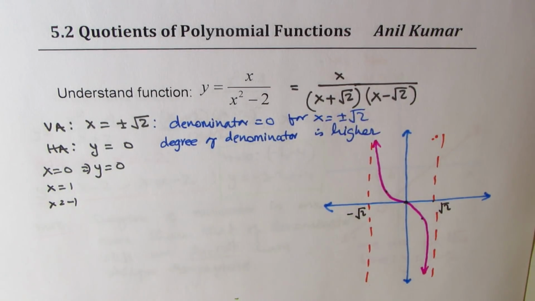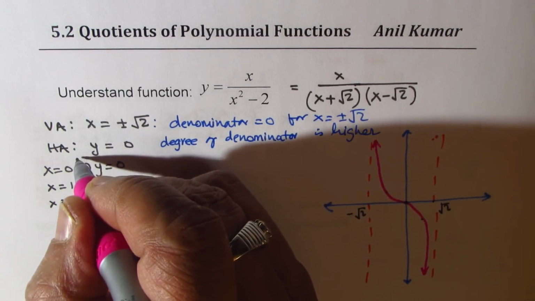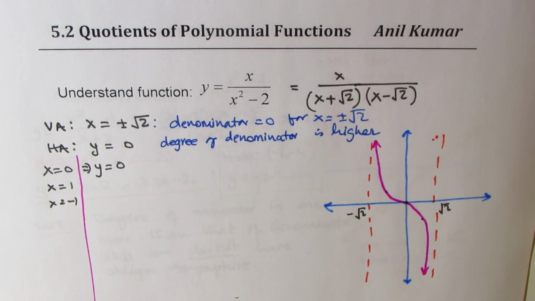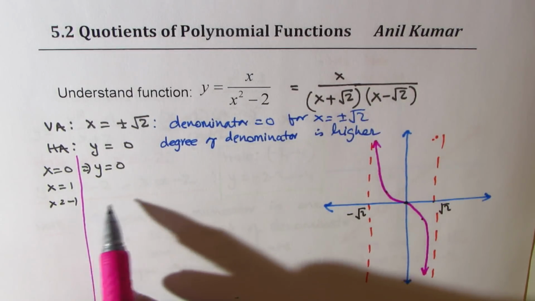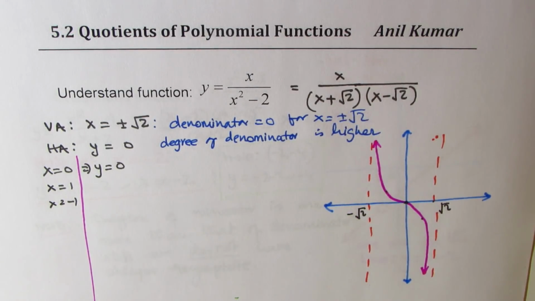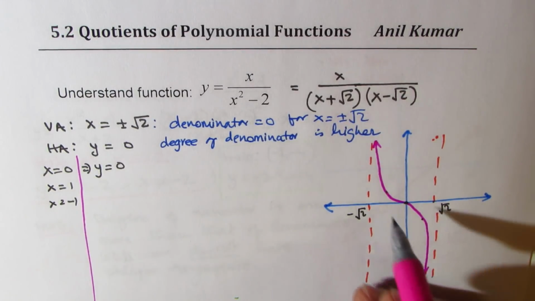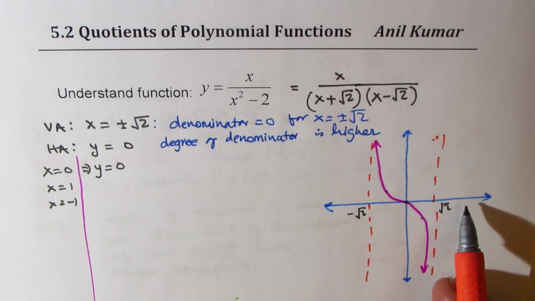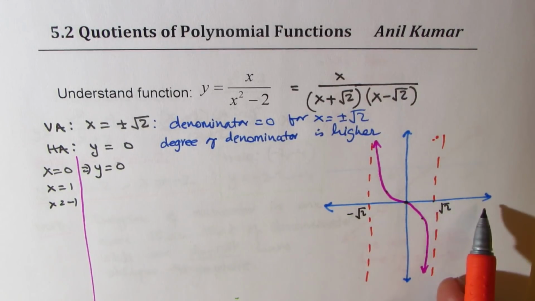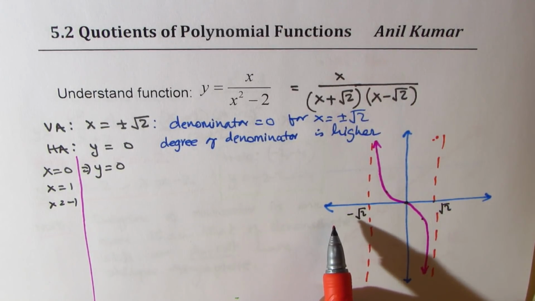So sketching here really means that you make a column, is it okay? And take some x values and calculate y values. Correct? So you get the center portion. Perfect. So you got some values here. Right. Now what you need to do is substitute values beyond square root 2 on the right side and less than minus square root 2.